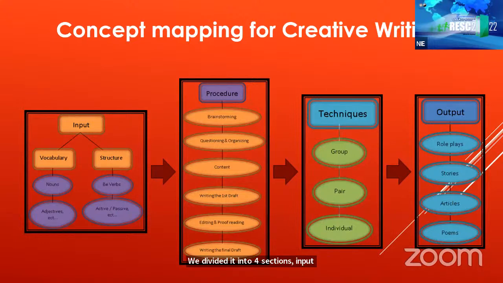Input means vocabulary and structures of a creative piece of writing. Vocabulary is divided into nouns, adjectives, etc. Structures means verbs, active, passive, actually grammar. Procedure means the way we do it. We brainstorm ideas about the topic, maybe in groups, maybe in pairs.